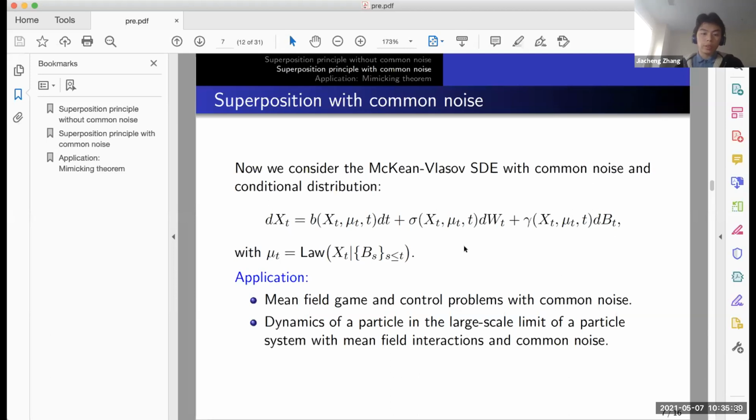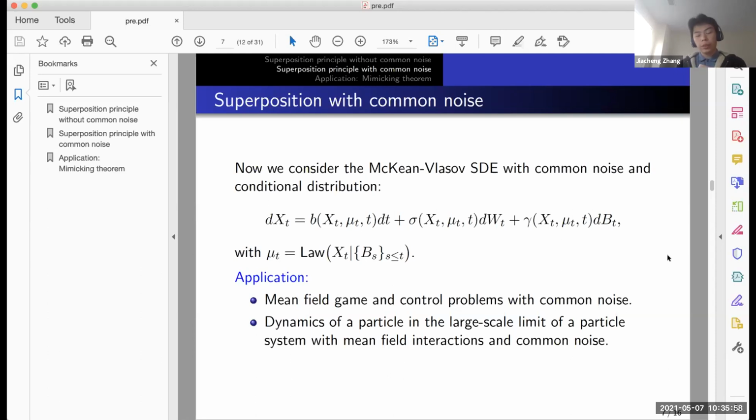And also it shows up in the dynamics of particle systems in large scale limits with mean field interaction and common noise here. So the McKean-Vlasov type shows up because the drift and the diffusion all depend on the law, and also on the conditional law.